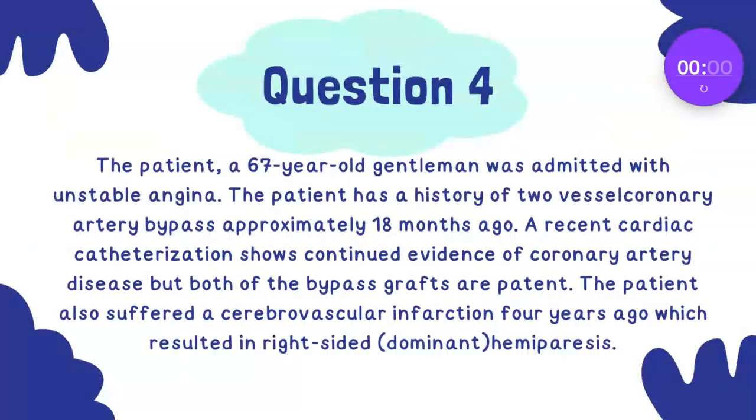Question 4. A 67-year-old gentleman was admitted with unstable angina. Patient has a history of two-vessel coronary artery bypass 18 months ago. Recent cath shows evidence of the disease, but both of the bypass grafts are patent. Patent means that they are open. The patient also, and that makes a difference in terms of which coronary artery disease code you select, because when they've had a CABG, the question is, do we have fat plaque in the bypass grafts, or is it in the one they were born with?